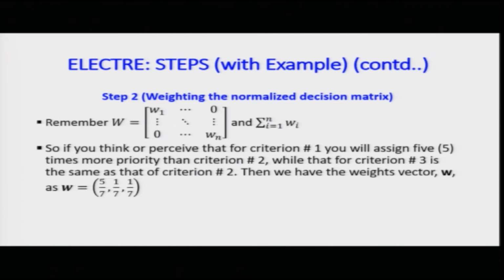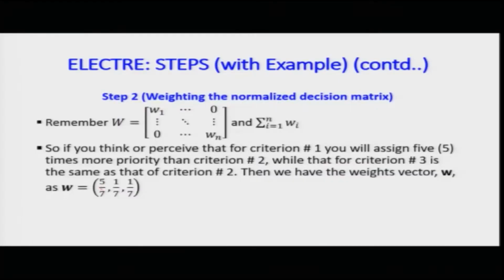So, if you perceive that for criteria 1 you will assign 5 times more priority than criteria 2, while that for criteria 3 is of the same value as criteria 2, then the weight for 1 would be 5 times that of 2, and the weight for 3 would be 1:1 with respect to 2. So, the total is 7, and you have divided into the proportions of 5/7, 1/7 and 1/7. As you can see, the weight for the first one is 5/7, second one is 1/7 and third one is 1/7. Obviously, these are the principal diagonal values, and in this case you have a 3 by 3 matrix.